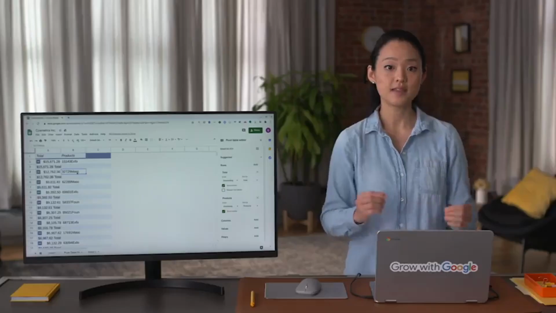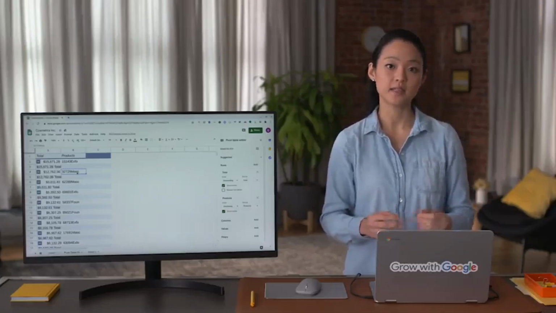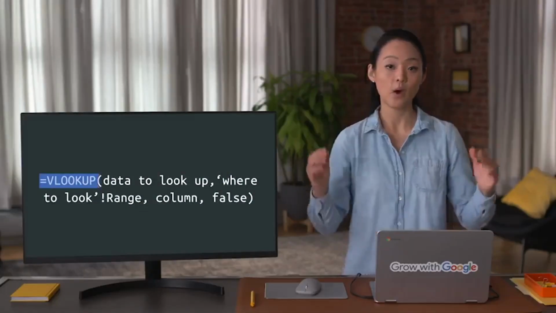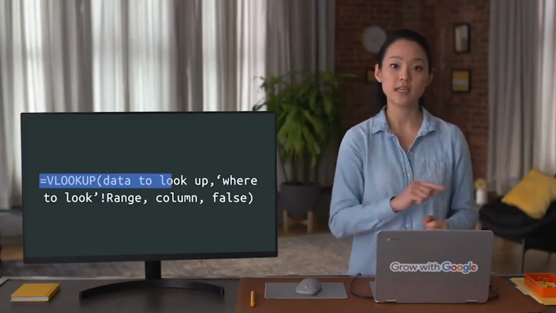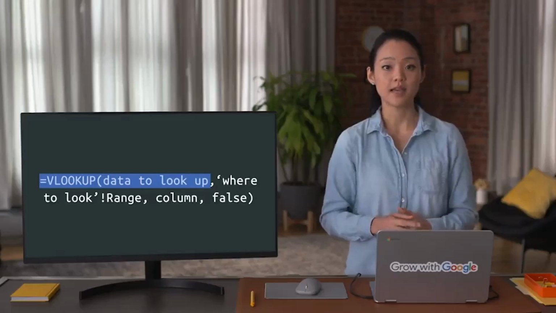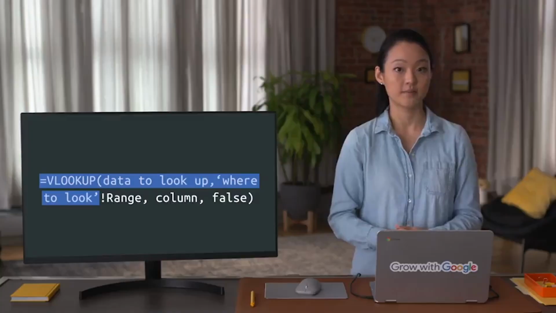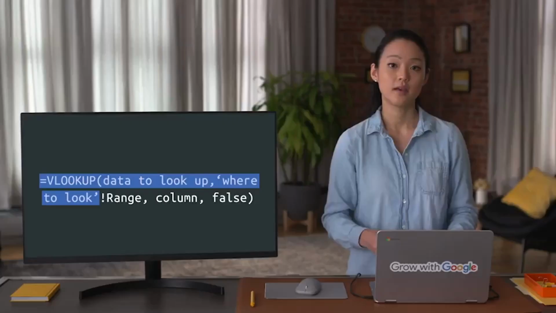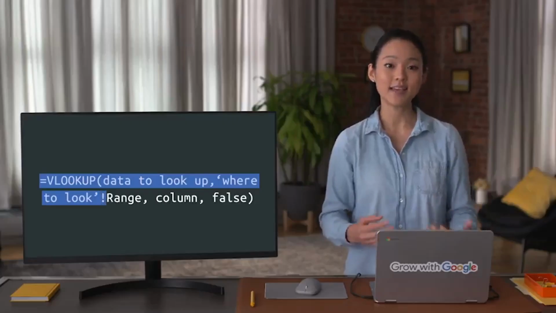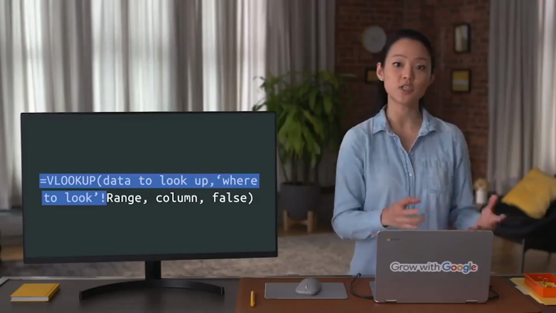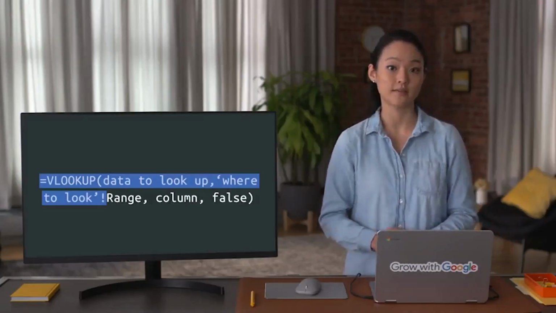Usually, you'll have to search across multiple sheets or even different databases. The syntax of VLOOKUP is equals VLOOKUP, open parentheses, then the data you want to look up. Next is a comma, and where you want to look for that data. In our example, this will be the name of a spreadsheet, followed by an exclamation point. The exclamation point indicates that we're referencing a cell in a different sheet from the one we're currently working in.